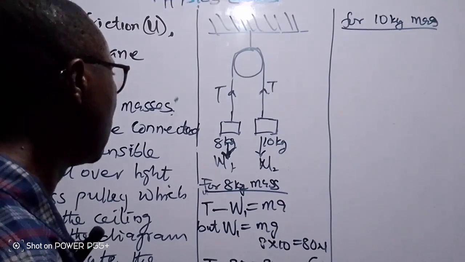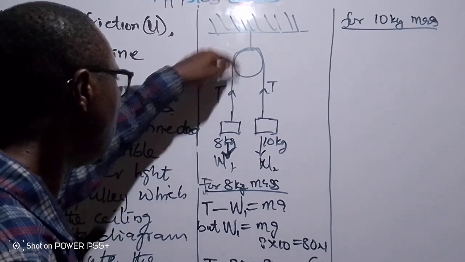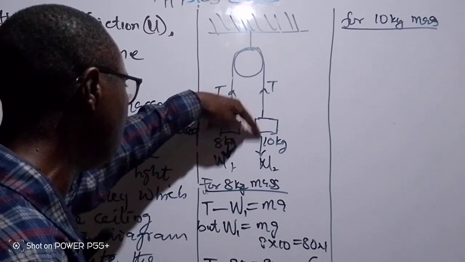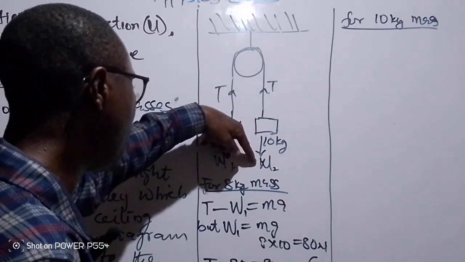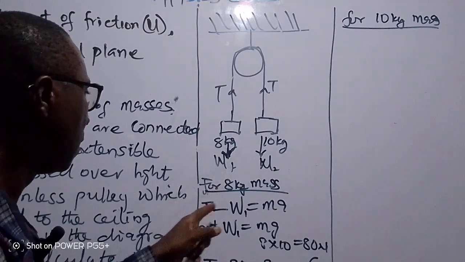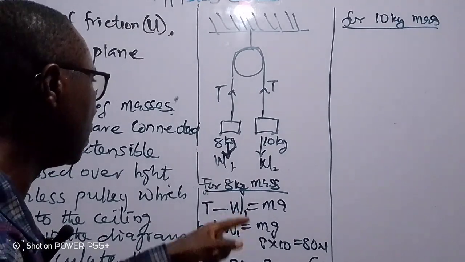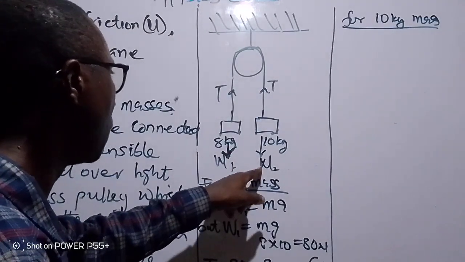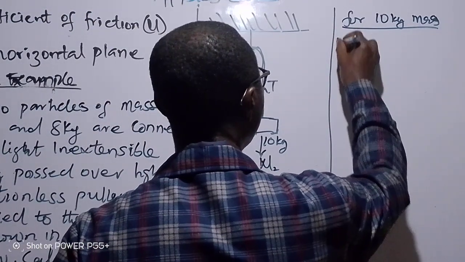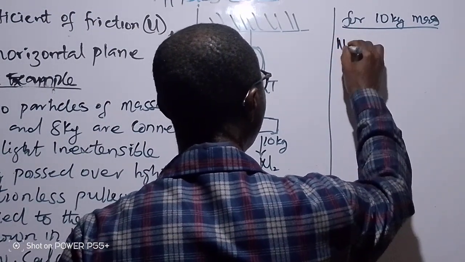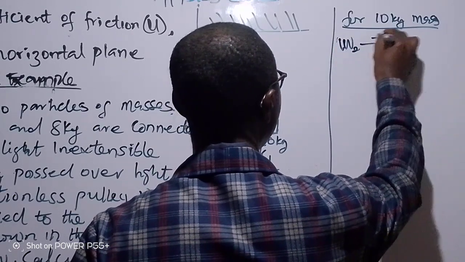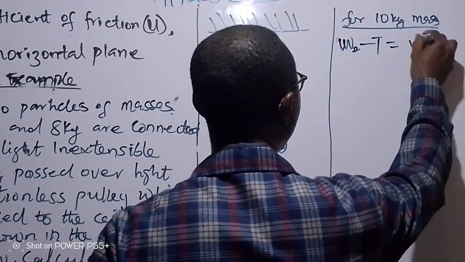Now for W2, the particle of 10 kg is coming down, and the weight is coming down. So instead of saying T minus W2, it should be W2 minus T. That will be W2 minus T is equal to MA.